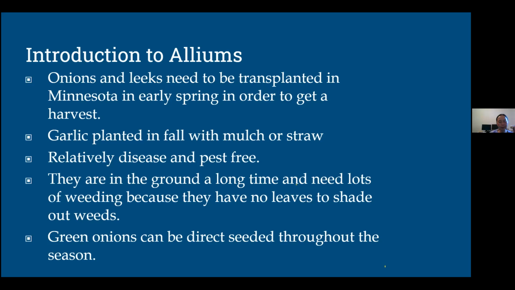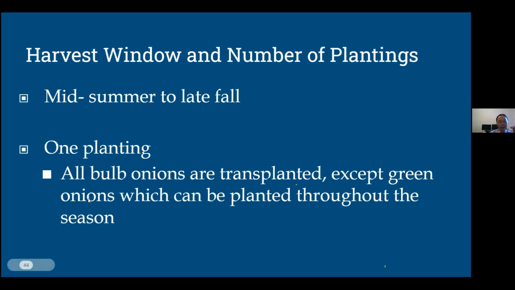So relatively disease and pest free. They're in the ground a long time and need lots of weeding because they have no leaves to shade out the weeds. Green onions, however, can be direct seeded throughout the season. In the harvest window, midsummer to late fall is the harvest window. All bulb onions are transplanted except the green onions, which can be planted throughout the season.